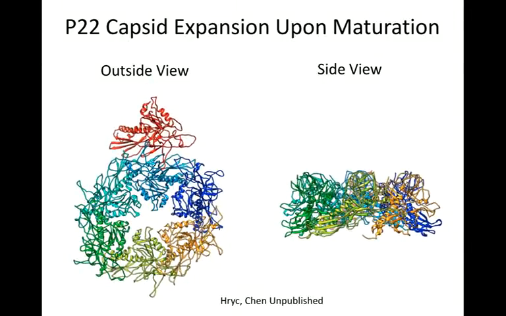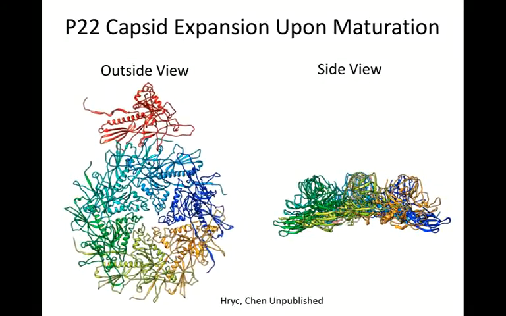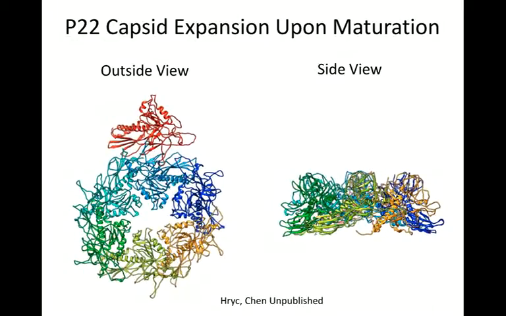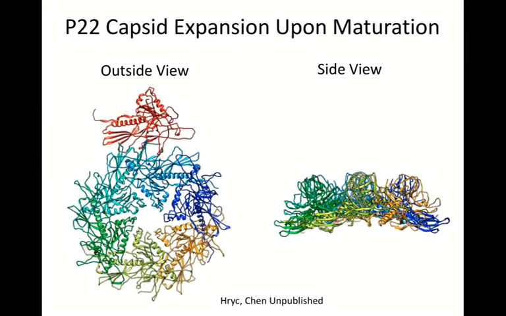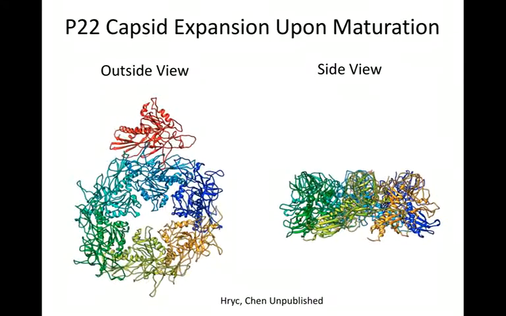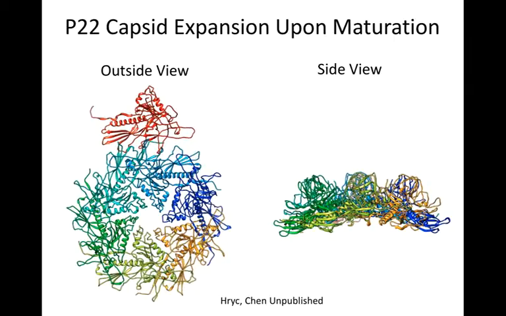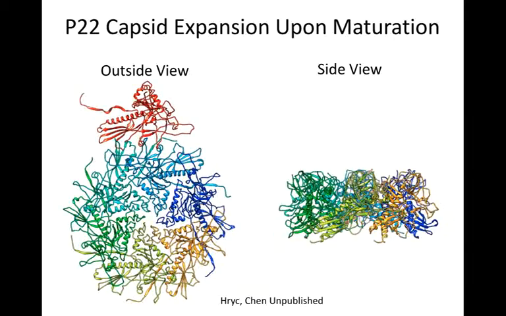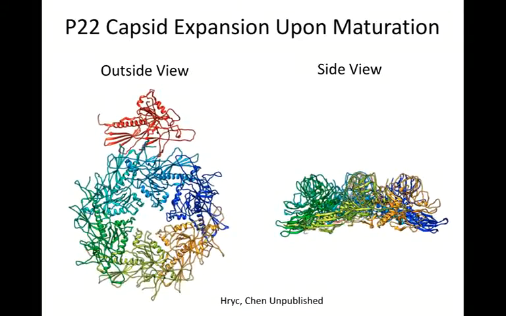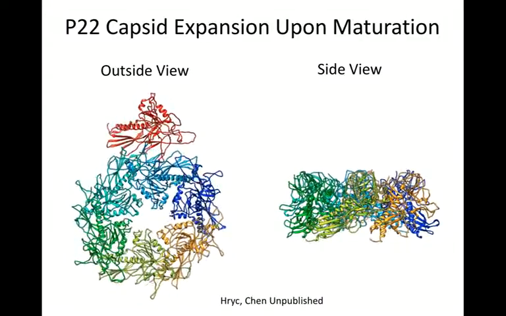You can determine a structure not only in one functional state of a molecular assembly, but also in multiple functional states, like in this case, before the DNA is encapsulated and after the DNA is encapsulated. We begin to understand the structural mechanisms of making the phage particle go from one size to a bigger size upon the DNA entry.